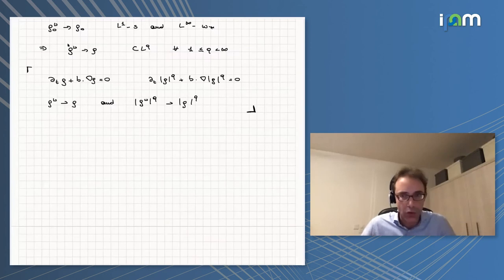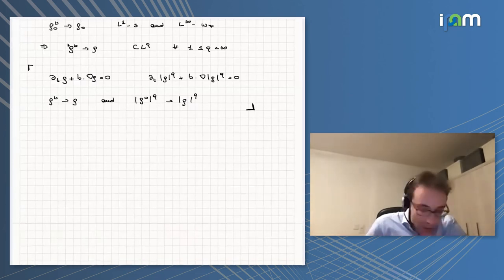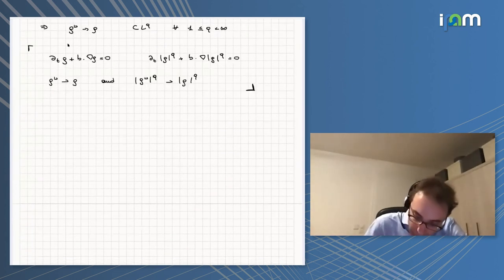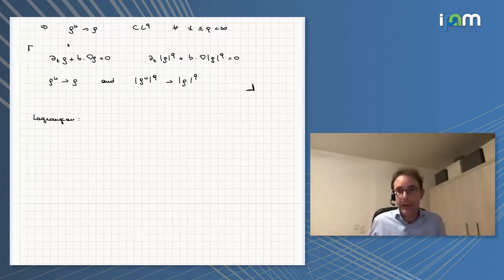So we have, in fact, two different results. Let me state the first about quantitative strong convergence for the vorticity. As said, the second type of approach is more of a stochastic Lagrangian approach, so let me call it Lagrangian for brevity. The PDE approach is in a sense quite simple and relies on this well-established DiPerna-Lions theory. The small disadvantage of it is that it does not really provide a quantification in the rate of convergence.